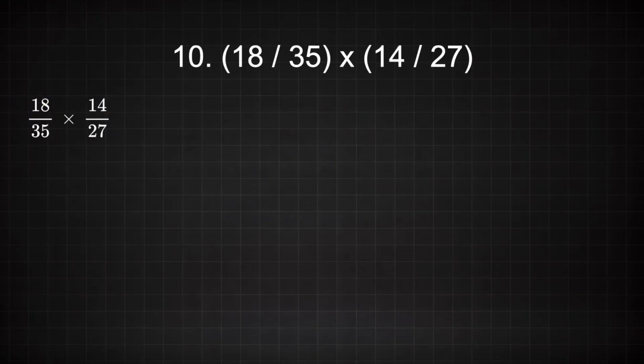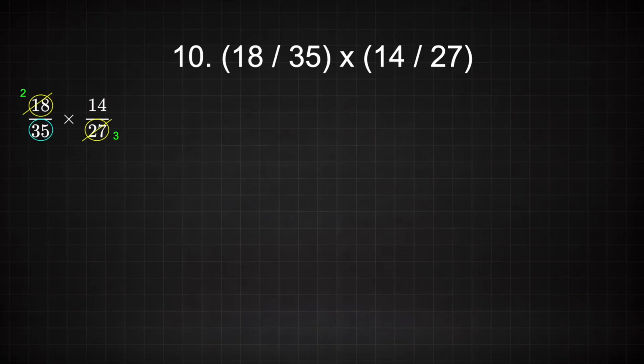Consider the following, 18 over 35 times 14 over 27. We look at the 18 and the 27. These numbers are both divisible by 9. 18 divided by 9 is equal to 2. We cross out the 18 and put a 2 next to it. 27 divided by 9 is equal to 3. We cross out the 27 and put a 3 next to it.